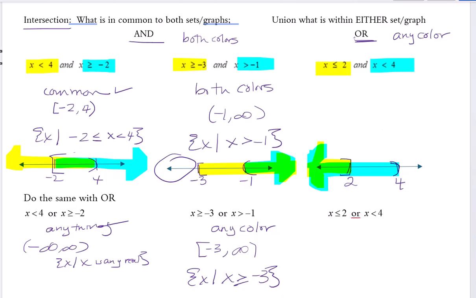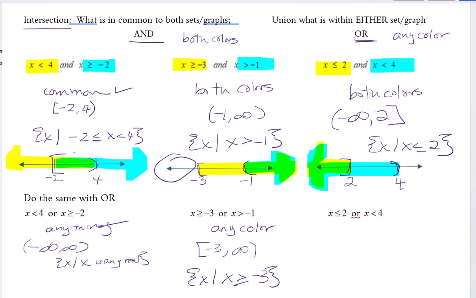And then again, we want the one that has both colors, and the only one here is starting at -infinity, and it goes all the way up and it stops at 2. From here, from 2 to 4 doesn't have yellow, and from 4 above doesn't have any colors whatsoever. And again, we can say all x such that x is less than or equal to 2.